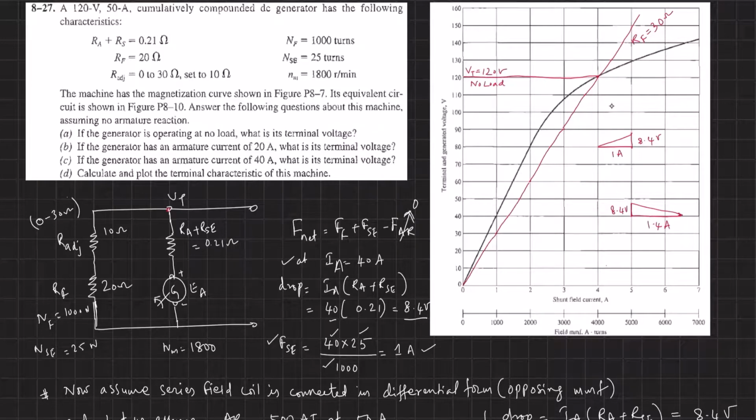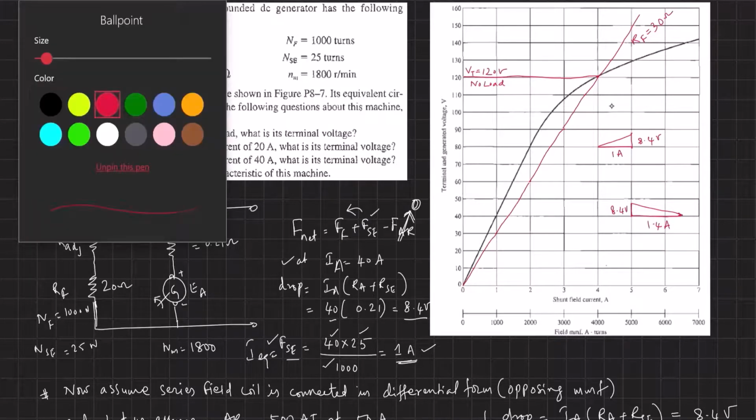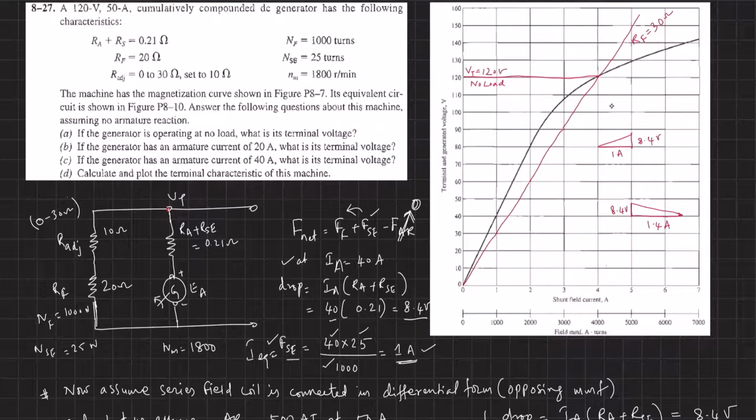Now here we know that the armature reaction is 0 in this case. So we have only the series field effect on the main field, the shunt field. So the series field equivalent current, this is IEQ, is equal to 1 amp. Now we will form the triangle. So the voltage is 8.4 volts. So this is 1 centimeter equals 10 volts. So 8.4 volts is equivalent to the scale, and the current is 1 amp.